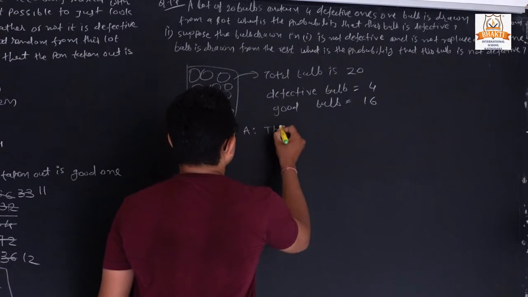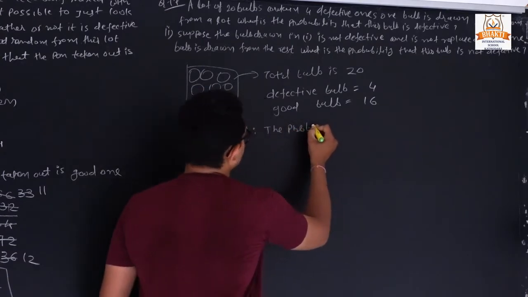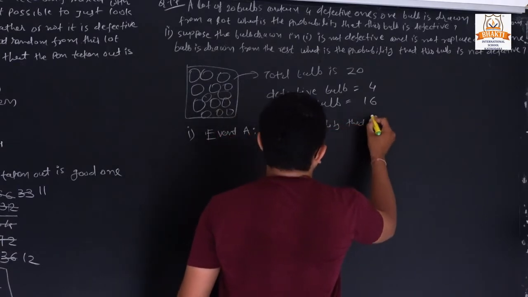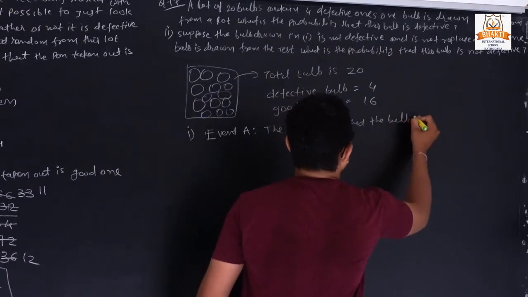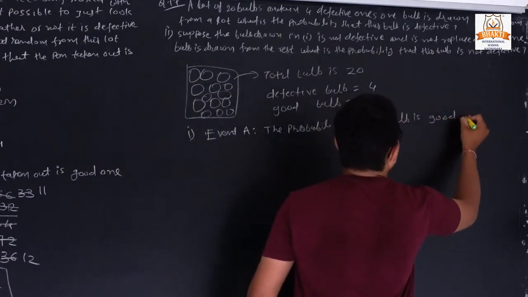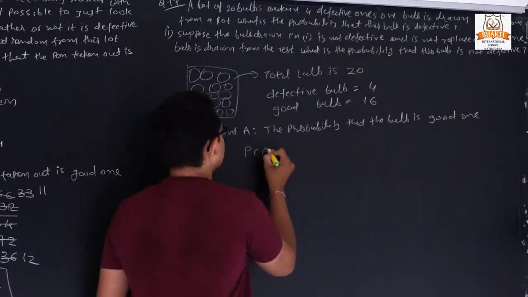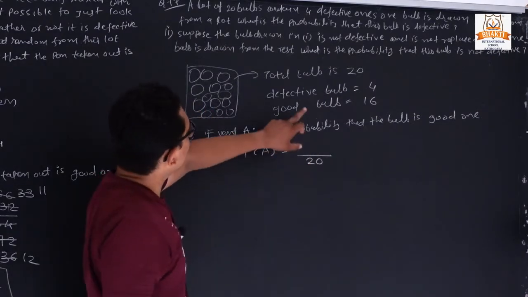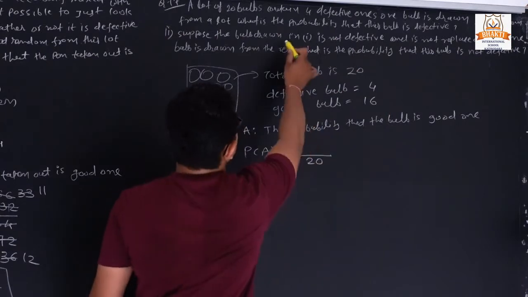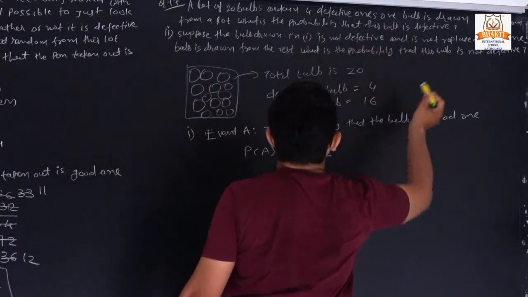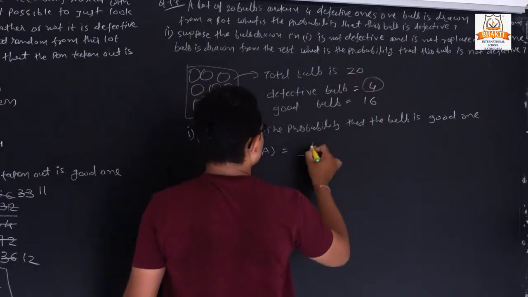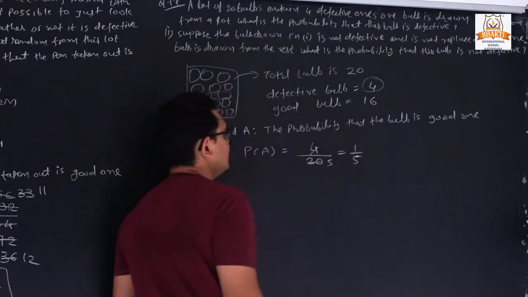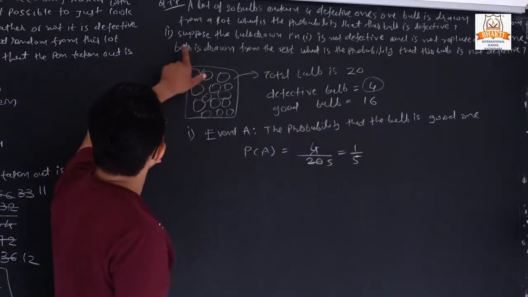The probability that the bulb is good one. So we can declare it is P of A. So how many total bulbs? It is 20. Out of 20, how many are defective bulbs? They are asking to find the probability that the bulb is defective. So how many are the defective bulbs? 4. So 4 ones are 4, 4 fives are 20. So what is its answer? 1 by 5.